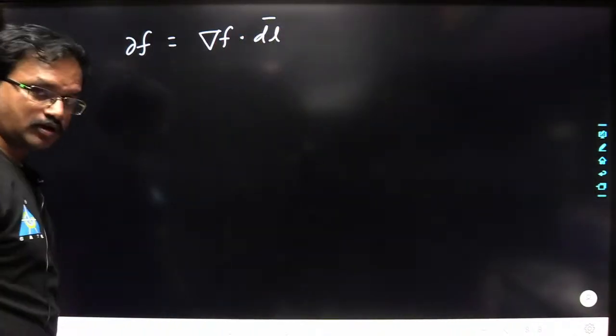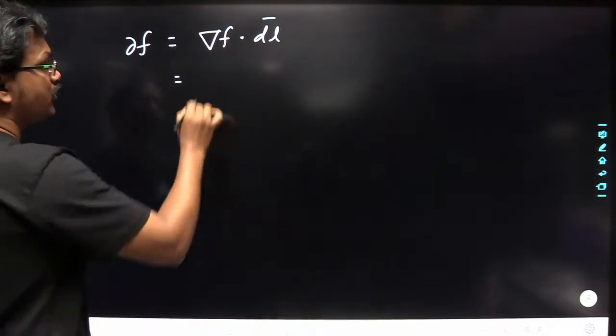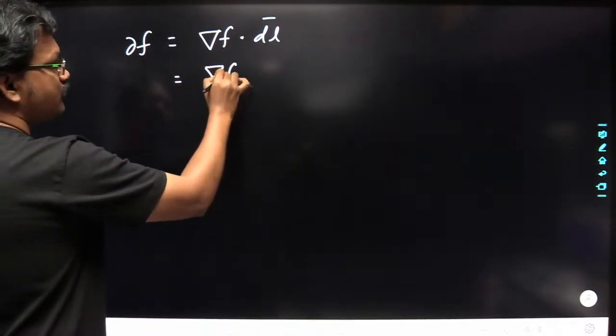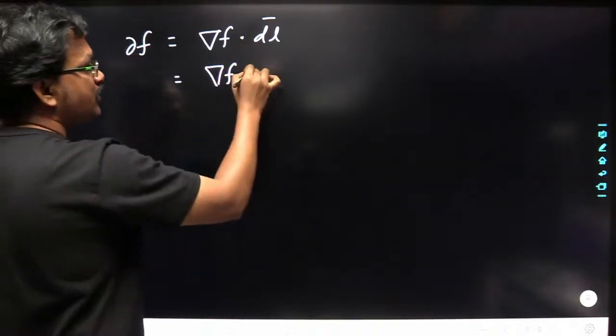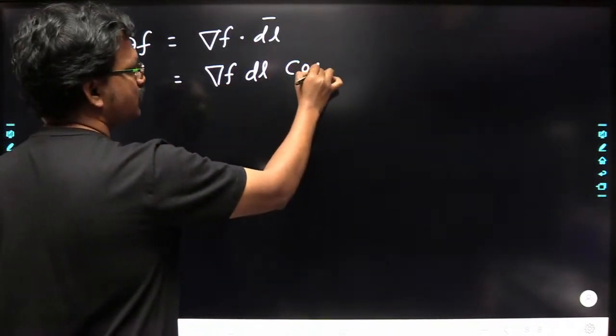Now see here, if you expand this dot product, what you are going to get is gradient of f into dl into cos theta.